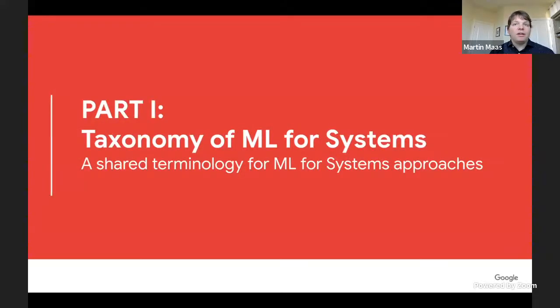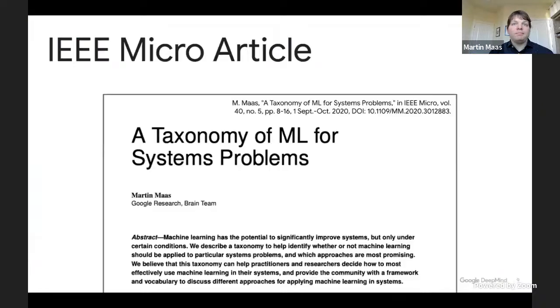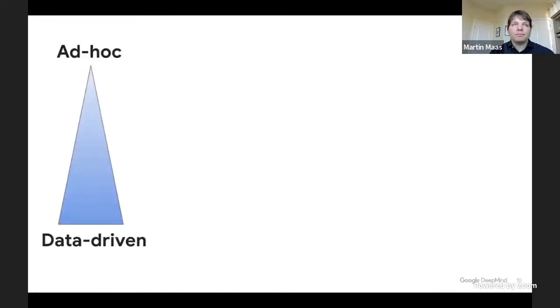Okay, so let's talk about ML for systems and how we might create a taxonomy for this kind of area. This came out of a paper that's a couple of years old at this point. And this is basically a first attempt at figuring out what these different ML for systems approaches have in common, and what are the ways in which we can answer these questions I mentioned before.